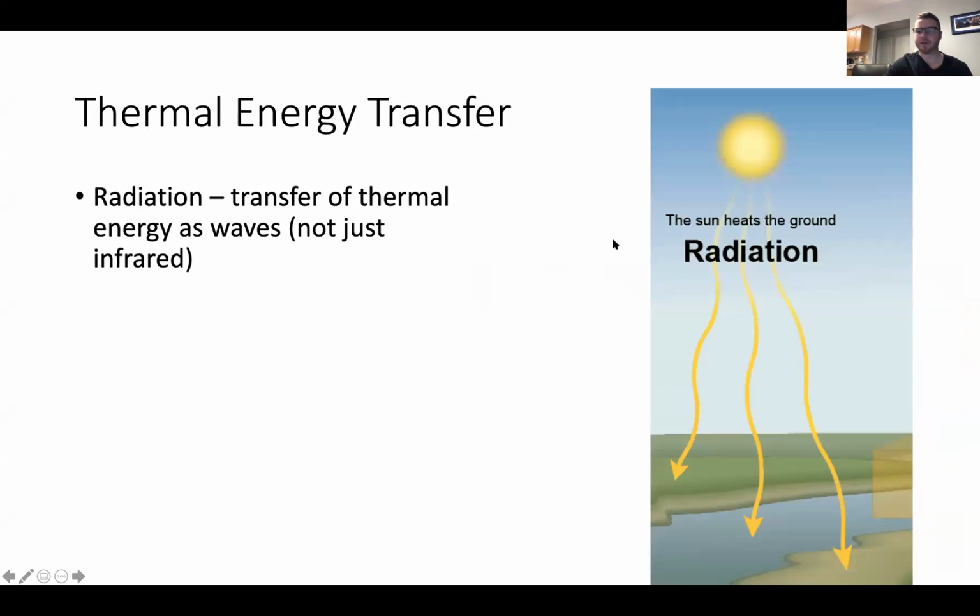Okay, so again, think of your microwave here. The transfer of thermal energy as waves. Okay, so put a big star, make sure you know what radiation is and how energy is transferred through radiation. Okay, and that is the transfer of the energy of the waves of that particular type of radiation. So like X-rays will have a higher frequency and higher energy than radio waves.